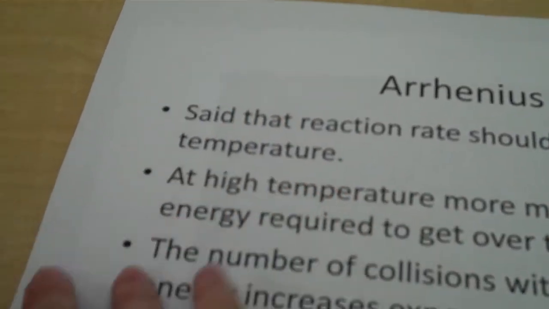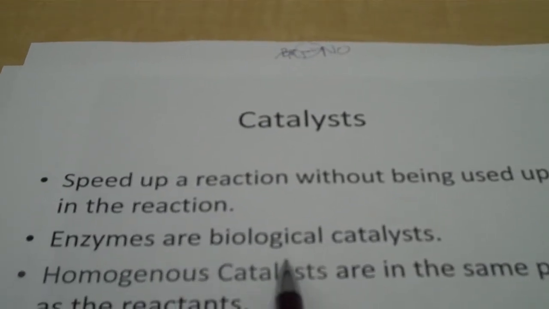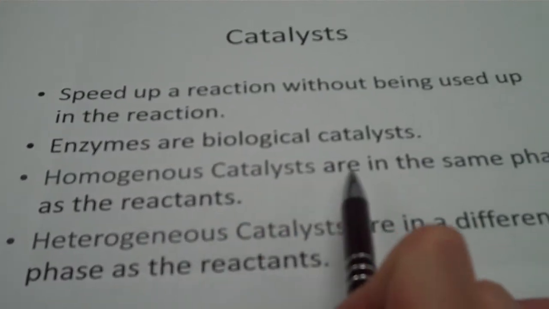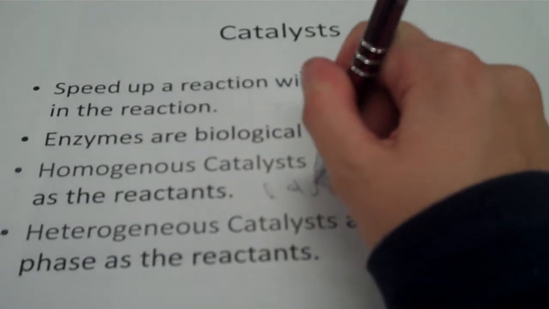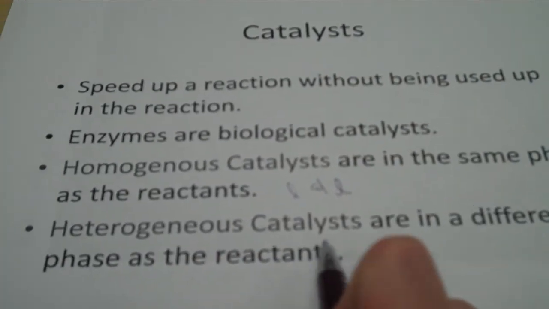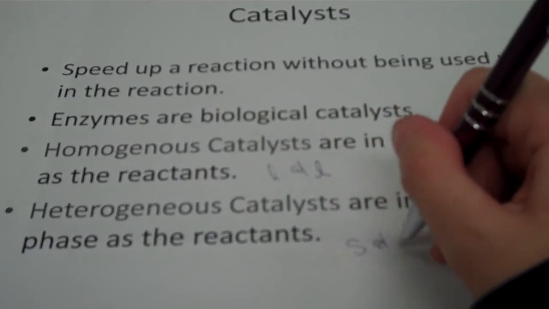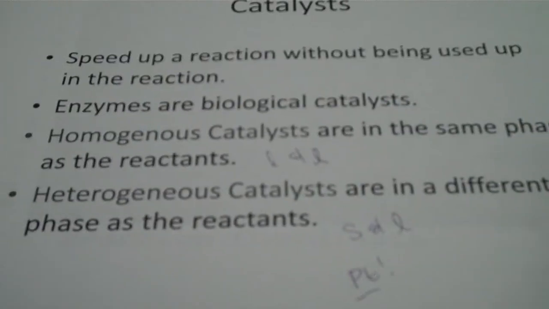So some ways to adjust our chart is by adding a catalyst. A catalyst is going to speed up a reaction without being used up in a reaction. So examples of those are enzymes. Enzymes are biological catalysts. There are two definitions of catalyst. A homogeneous catalyst, which states they are in the same phase as the reactant, so liquid and liquid is probably the most common. And then heterogeneous catalysts are in different phases as the reactants. Those are going to be solids and maybe a liquid. The most common one here is going to be platinum. Platinum is a very good catalyst for reactions, just so you're aware.